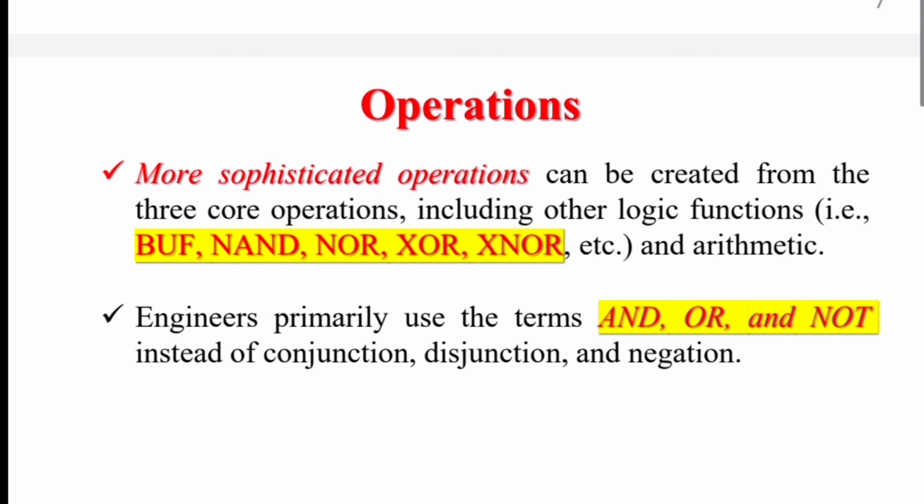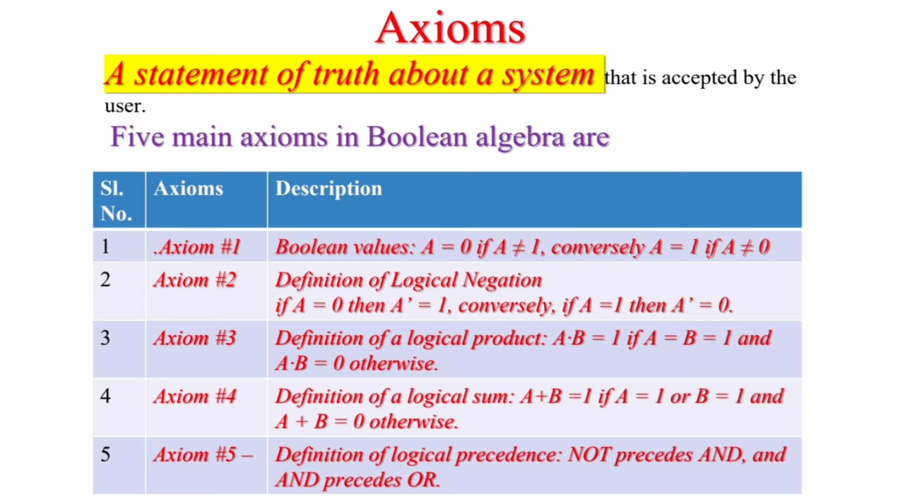From the core operations, we can develop more sophisticated operations, and they include logic functions such as buffer, NAND, NOR, XOR, and XNOR, and also arithmetic logics. And engineers primarily use the terms AND, OR, and NOT instead of conjunction, disjunction, and negation. A statement of truth about a system that is accepted by the user is referred to as an axiom, and we have 5 main axioms in Boolean algebra.